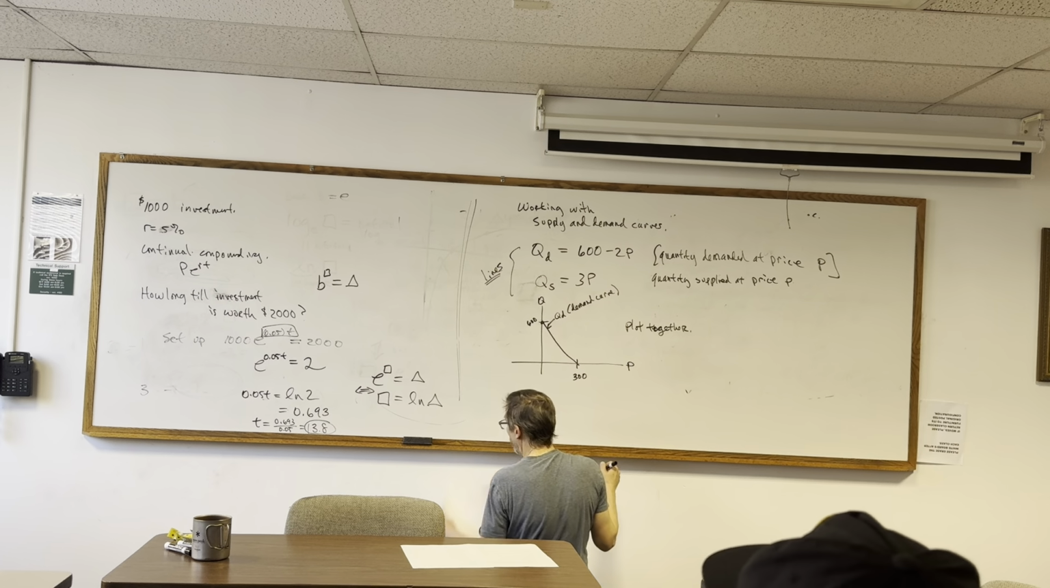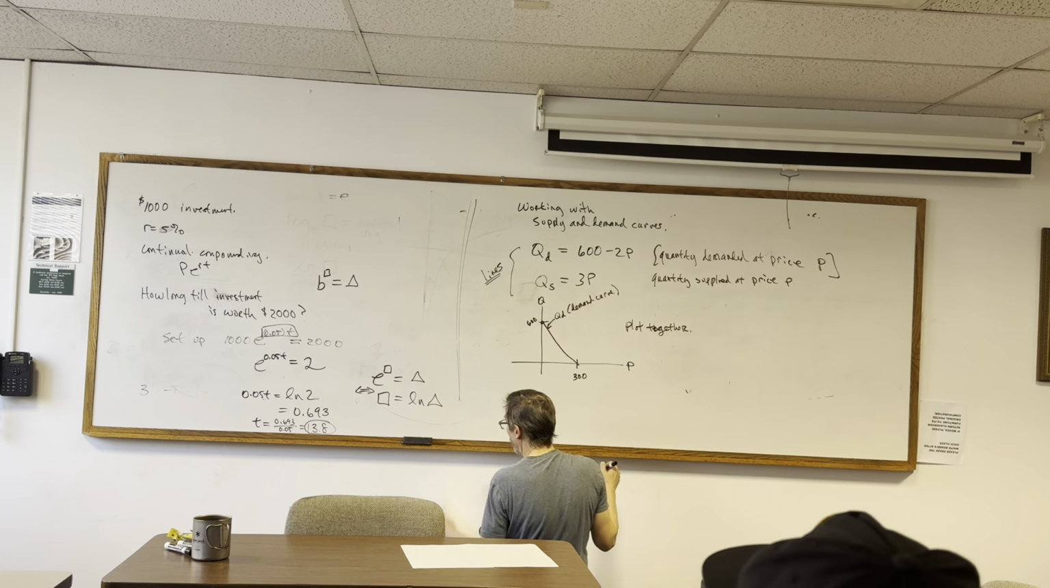So to find the equilibrium price, set Q demand equal to quantity supplied, and solve for the price that gives us that equality. So here, we're going to have 600 minus 2P equals 3P. Add the 2P to each side.